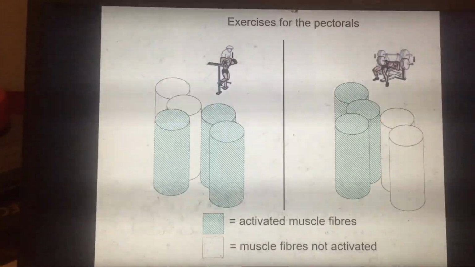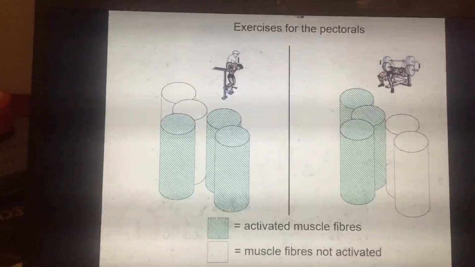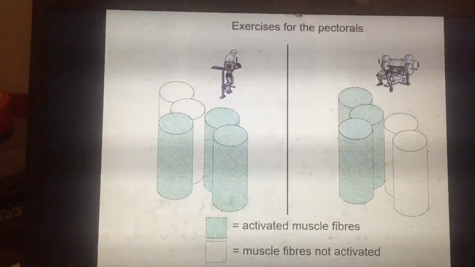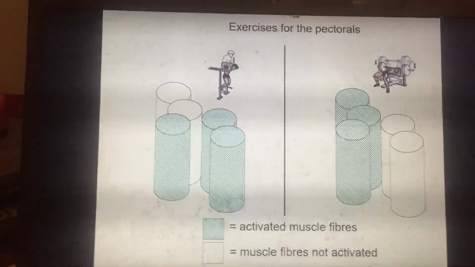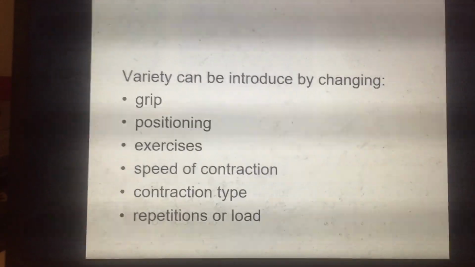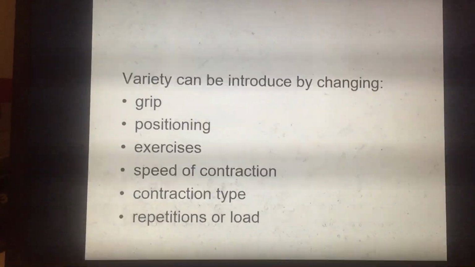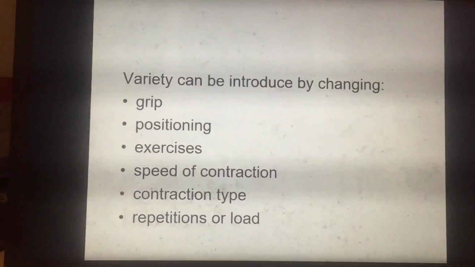So to get overall good hypertrophy of a muscle, it would be important to include a wide variety of exercises for each muscle group. And variety can be introduced by changing different things. So changing your grip, your positioning, your type of exercises, your speed of contraction.